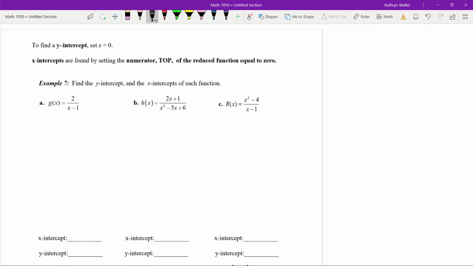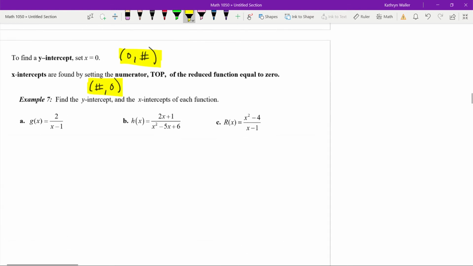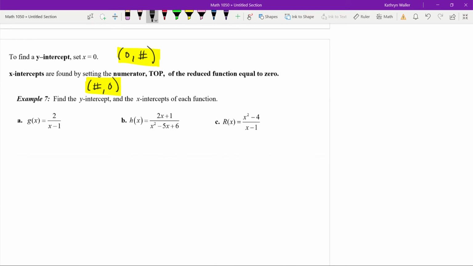To find the y-intercept, let x be a 0. You guys know this. 0, comma, some number, done. Easy. To find an x-intercept, you're going to let y be a 0. 0 in the y and some number in the x. Now, I'm going to explain something to you. This is important. It's going to save you some time, and I want you to watch. Add a little example right here.